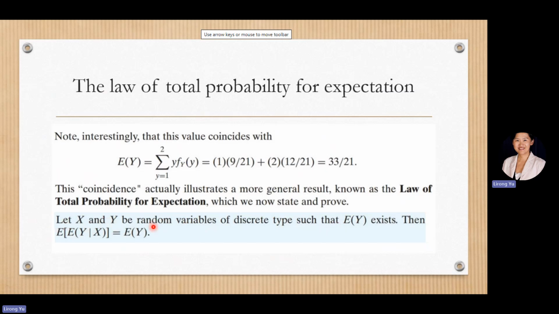Basically it says, suppose x and y are random variables of discrete type, and suppose E of y exists, then E of y equals the expectation of the conditional expectation. Any question?